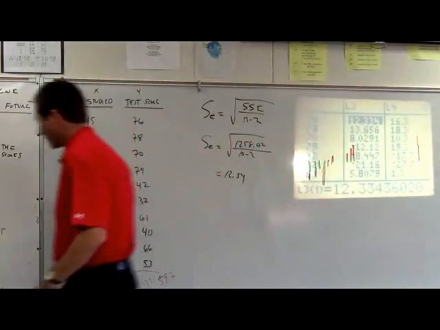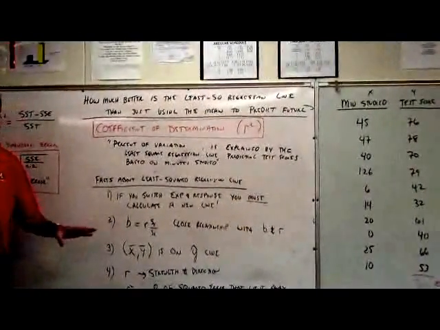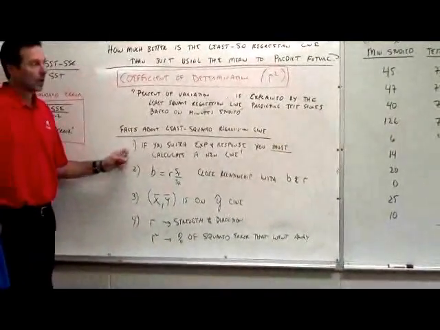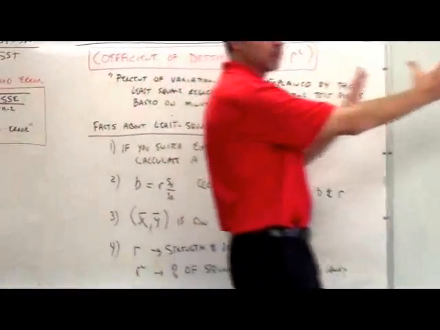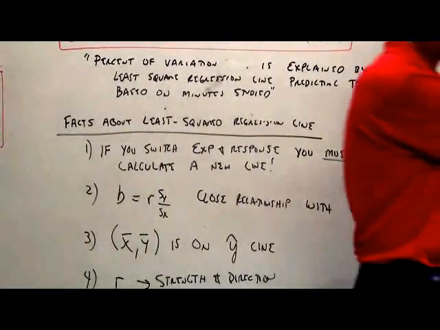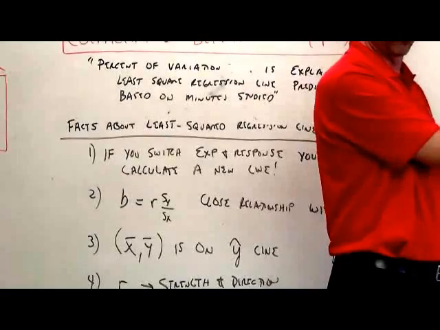All right, now, some things you got to keep in mind about this least squared regression line. Obviously, these are multiple choice questions waiting to happen right here. Number one, if I switch the explanatory and response, so I made this L1 and L2, in other words, I'm using test score to predict how many minutes you study.